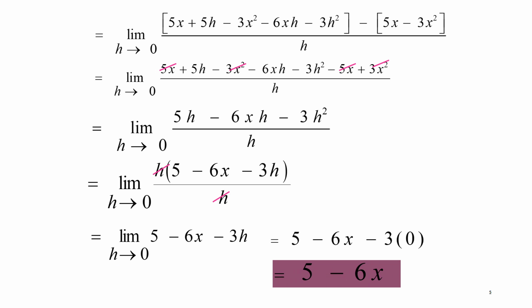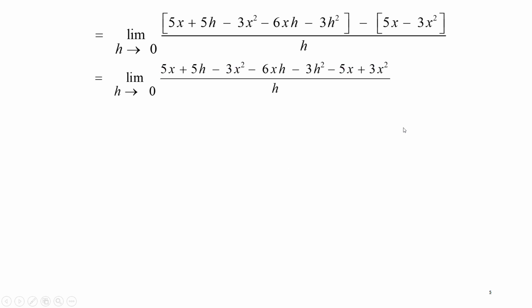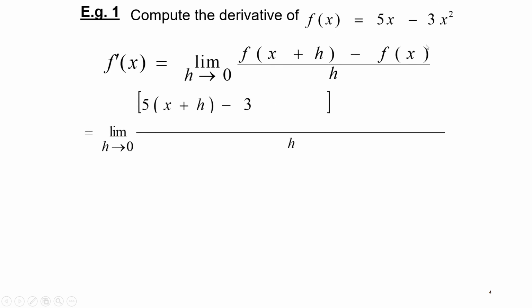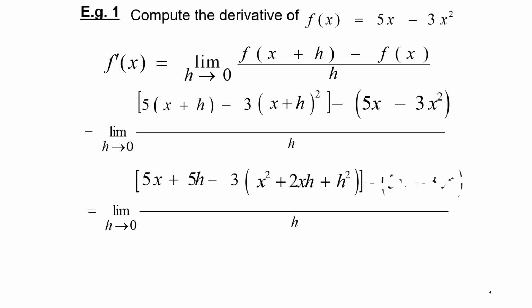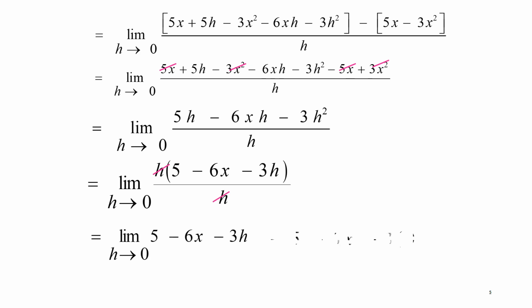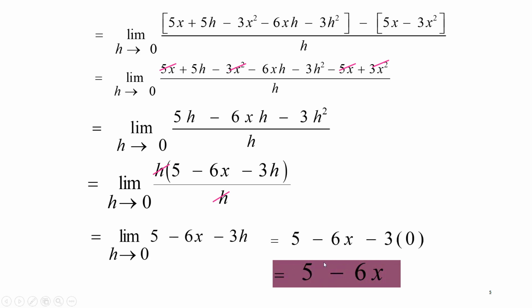So this means that the differential of the function that we started with is 5 minus 6x. If you look at the function that we had, f of x is equal to 5x minus 3x squared, we had to differentiate this. So these were the steps taken in order to differentiate that function, and this is the result that we get.